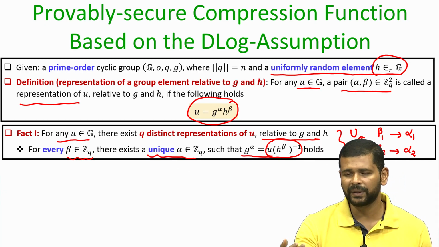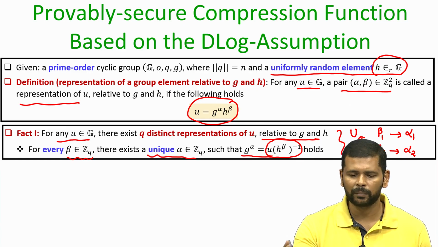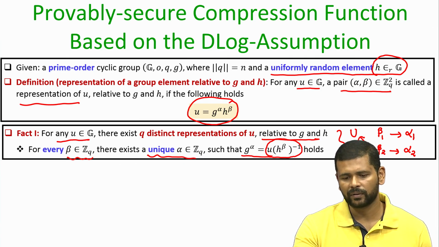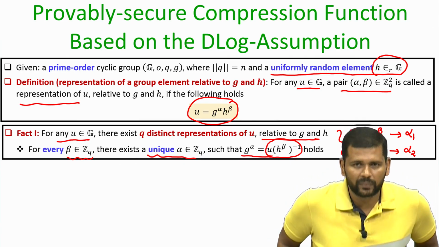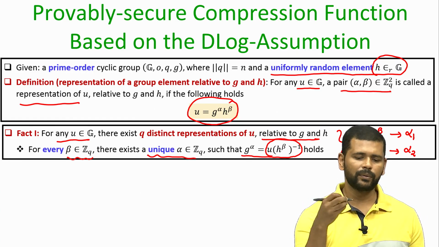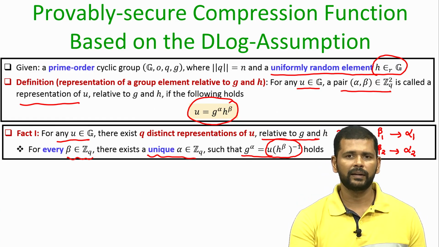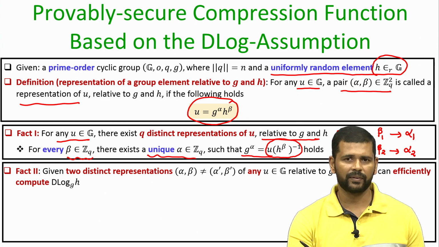So, like that, how many betas can you fix? You can have q number of betas, because the range of beta is the set Z_q, and that is why the range of corresponding alphas is also Z_q. That is why you have exactly q distinct representations of any given element u. So, that is the first fact.